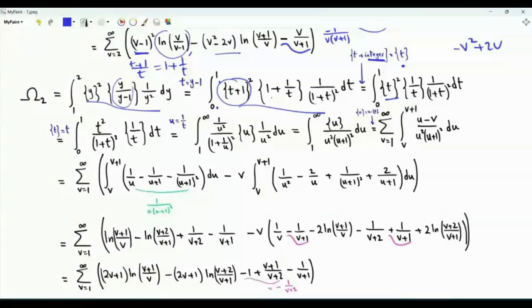t is a number between 0 and 1. The fractional part of t is exactly equal to t. Now we have an integral from 0 to 1. The integrand is t squared divided by 1 plus t all squared, then the fractional part of 1 over t.